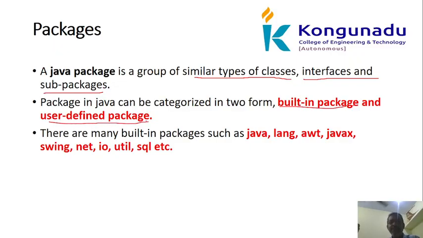Built-in packages means that within the compiler itself there are built-in packages, so we cannot change them. Also, user-defined packages we can define on our own and use them. Examples of built-in packages are java.lang, AWT, javax.swing, .net, IO, util, SQL. So a lot of built-in packages have been given here as examples.